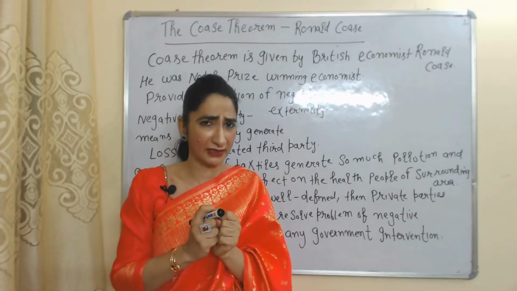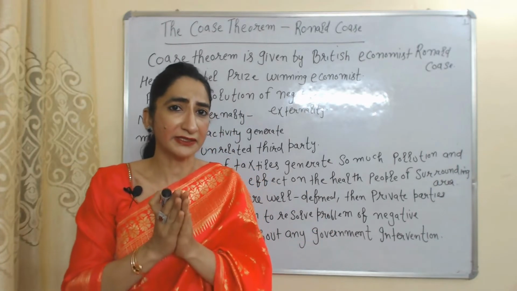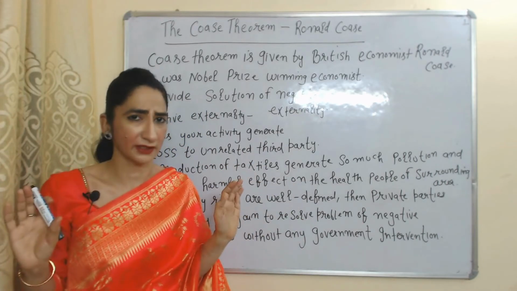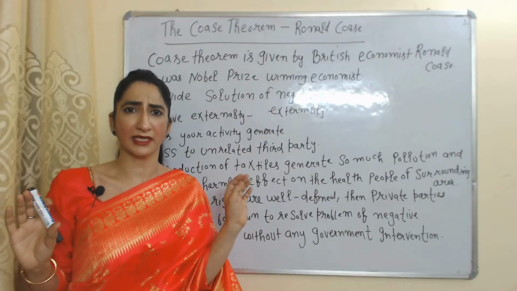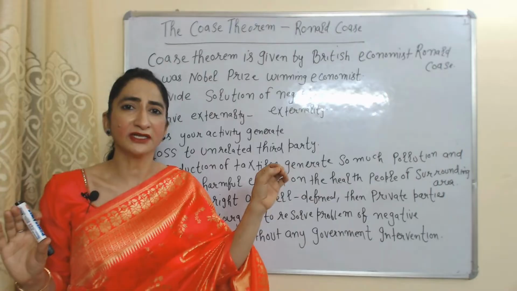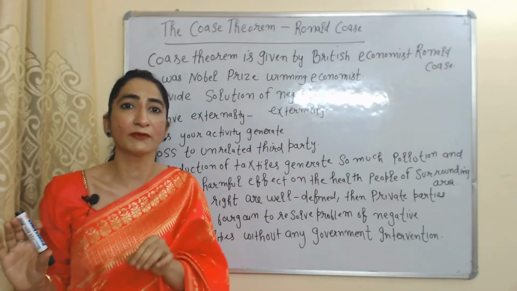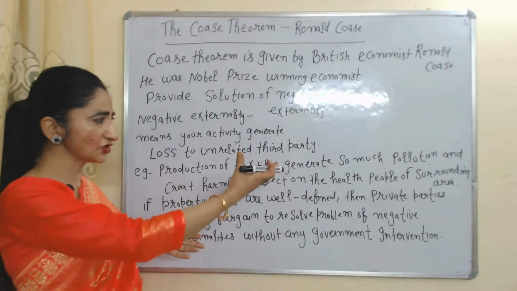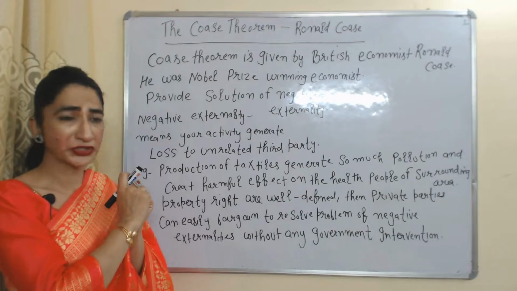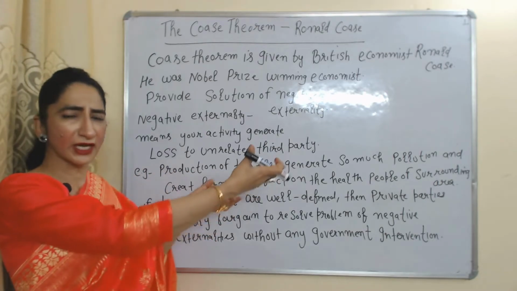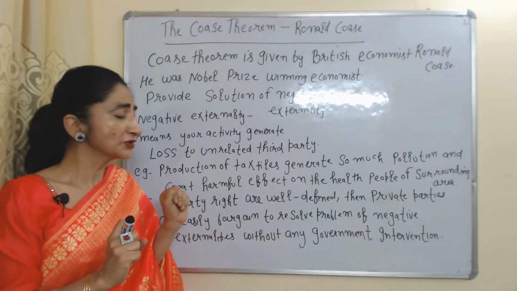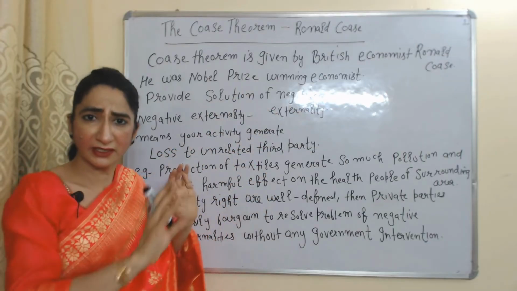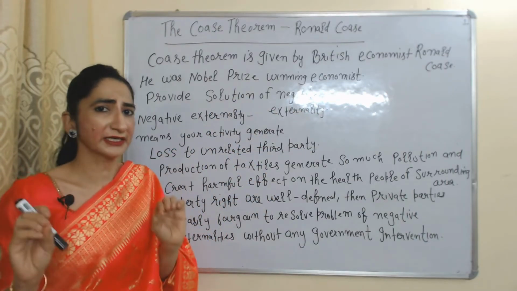What do you mean by negative externalities? Negative externality means when your activity generates loss to an unrelated third party, or simply we can say that when your activity generates loss to someone else, it will be called negative externalities. For example, production of textile generates so much environmental pollution and creates a harmful effect on the health of people of the surrounding area. So here you can see production activity generating loss for the people who are living nearby. So this will be called negative externalities.